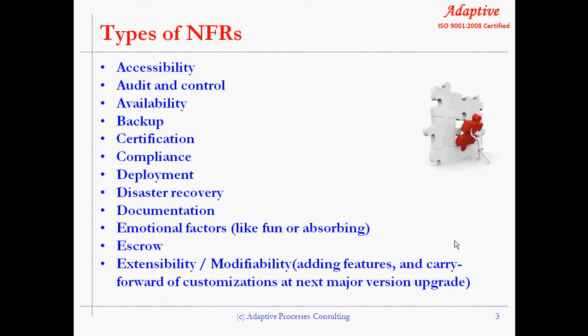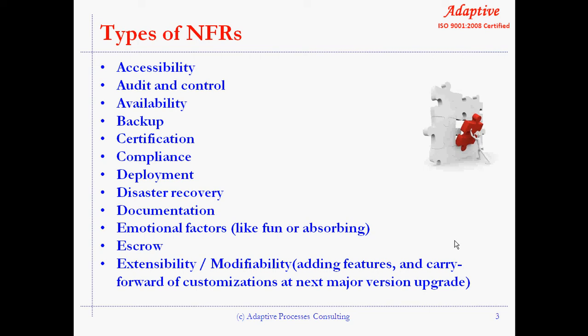Deployment requirements are basically how the application needs to be deployed, whether it will be deployed on the web, and how the upgradation to the application needs to happen. Disaster recovery requirements are with respect to what is the need for disaster recovery of the application. How much data can you afford to lose or you cannot afford to lose. Say for example, a banking application cannot afford to lose even a second of data, because that can create huge financial trouble for the organization.